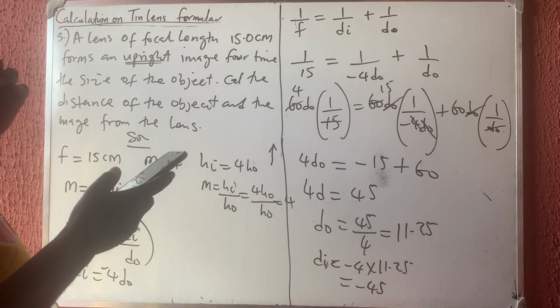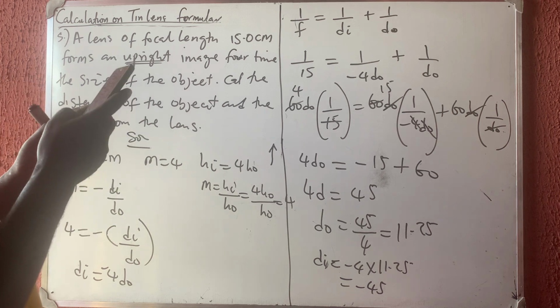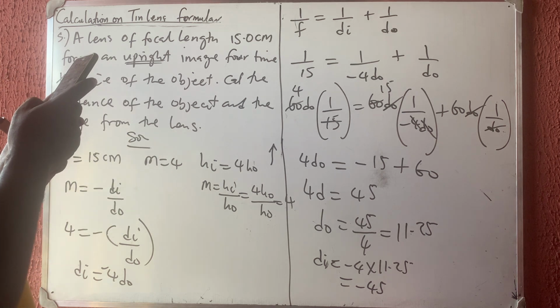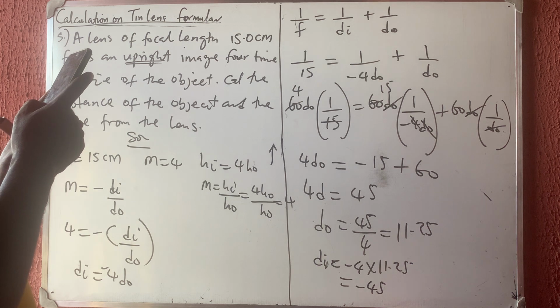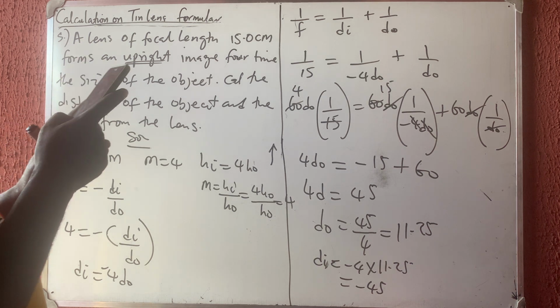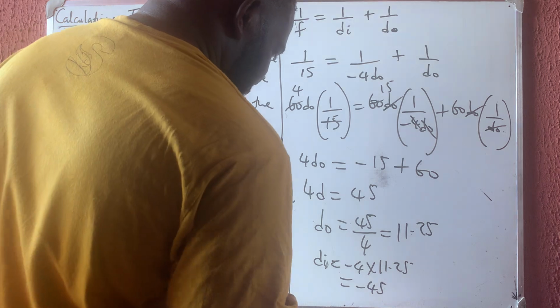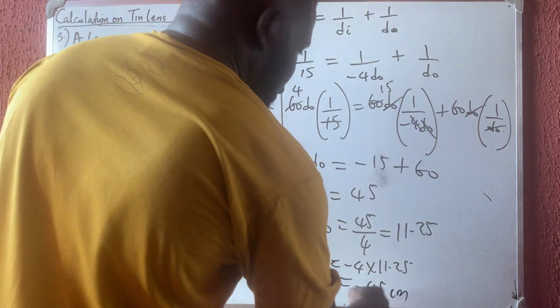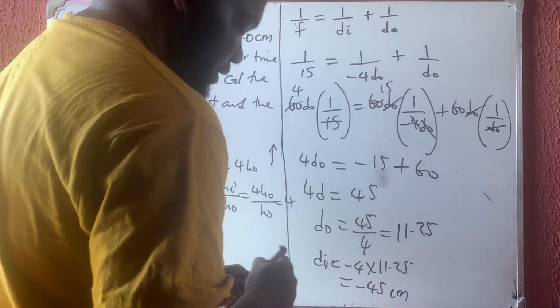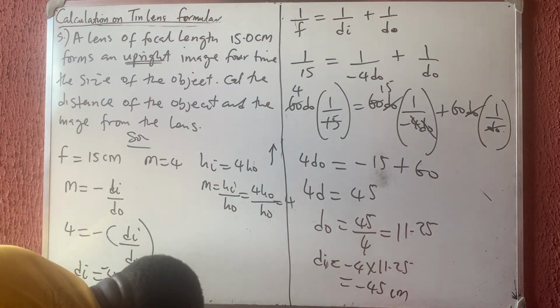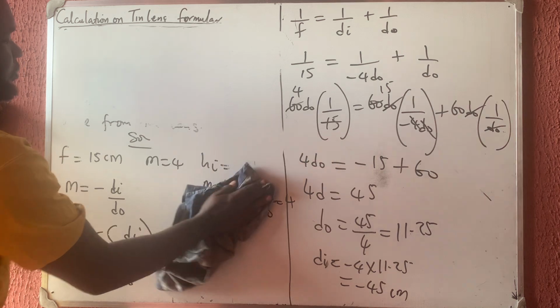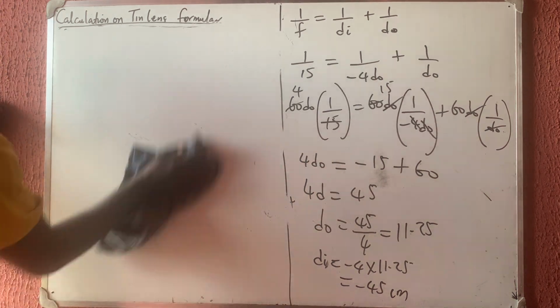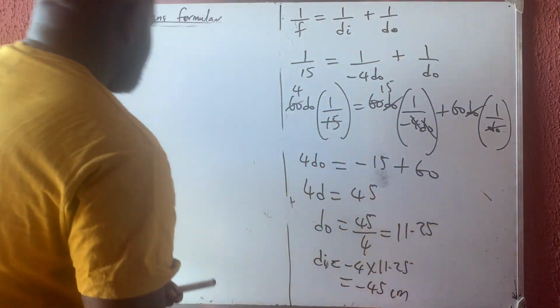Calculate the distance of the object and the image from the lens. So let me see what they have. Okay, so that is 45 cm. This minus shows that it is in the left hand side. It is formed in the left hand side. So go to question number 6. If you are not careful with this thing, you will make a mistake.